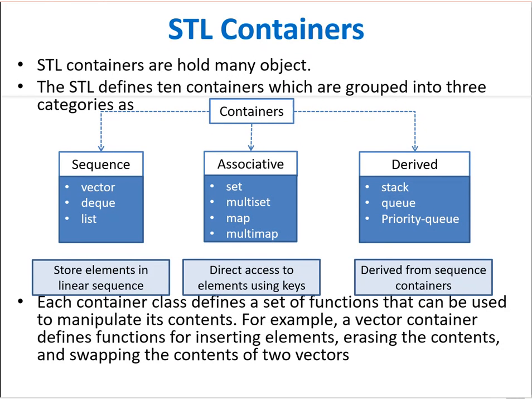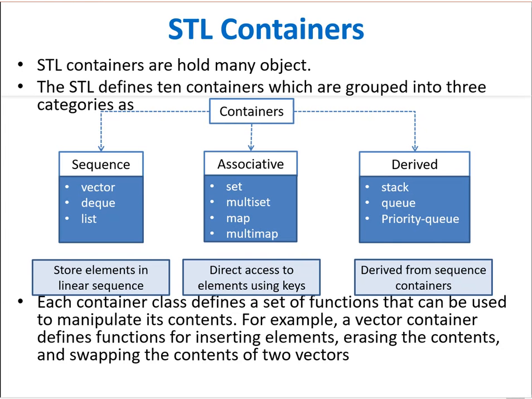Associative container. In an associative container, we can directly access the elements with the help of a key. The examples of associative containers are set, multiset, map, and multimap. Derived container. These derived containers are derived from the sequence container. And the examples of derived containers are stack, queue, and priority queue.